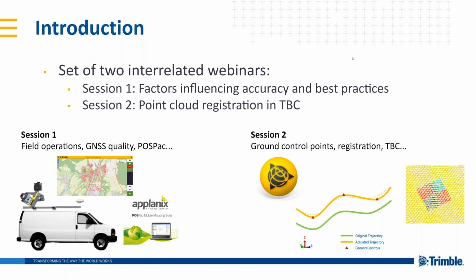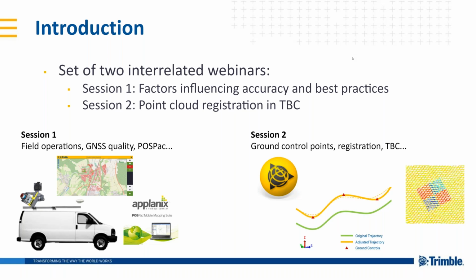So let's start again. This will be a set of two interrelated webinars. The first one today, and a second session related to this one in two weeks about point cloud registration in TBC. Today we're going to talk about the field operations with the mobile mapping system, things like GNSS quality, IMU, DMI, base stations, planning of your mission, how you drive the mission, and so on. We're also going to talk a little bit about PostBack, which is the software to process the trajectory of the mobile mapping system. Then the second session will talk more about adjusting the data to known points, so ground control points. This is called registration, done in TBC.